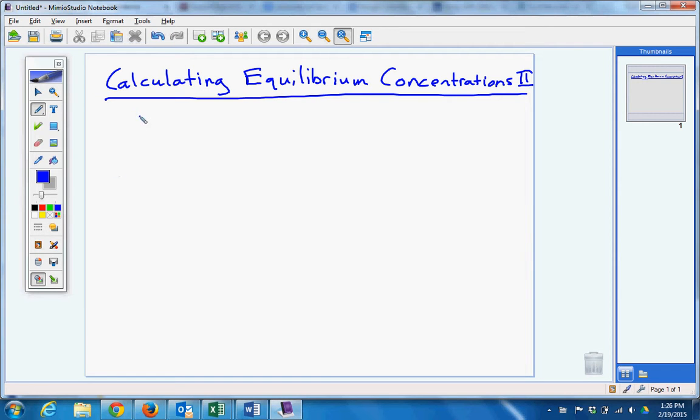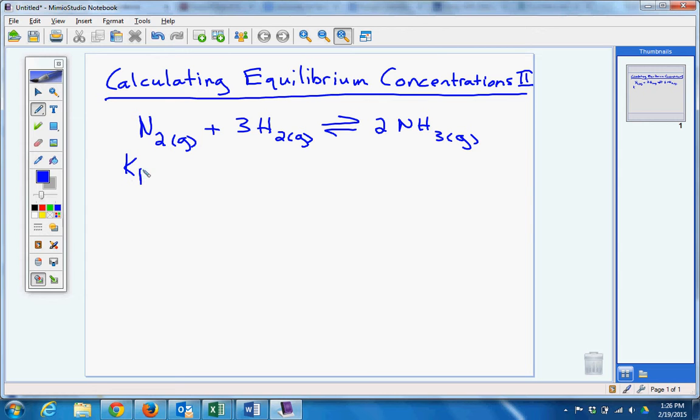We have this equation. Has anybody ever seen this equation before? Yes. Okay. So the good news is I'm going to use that as kind of a guide of what we're going to be doing. So let's say we have this. And we know that the Kp equals 1.45 times 10 to the negative 5th at 500 degrees, 500 Kelvin. No, 500 degrees Celsius, I apologize.